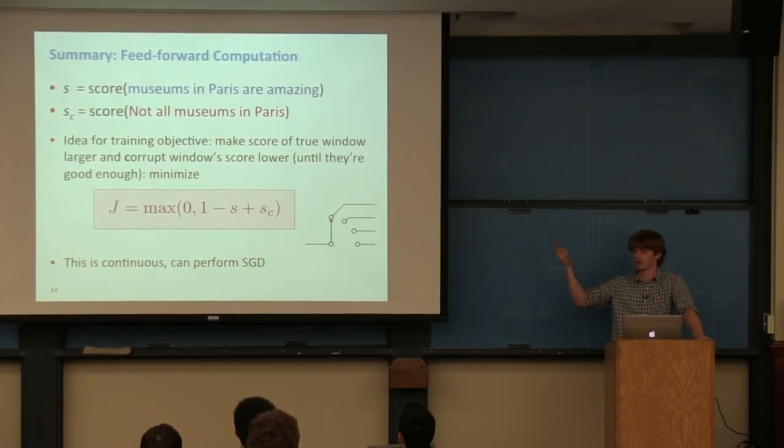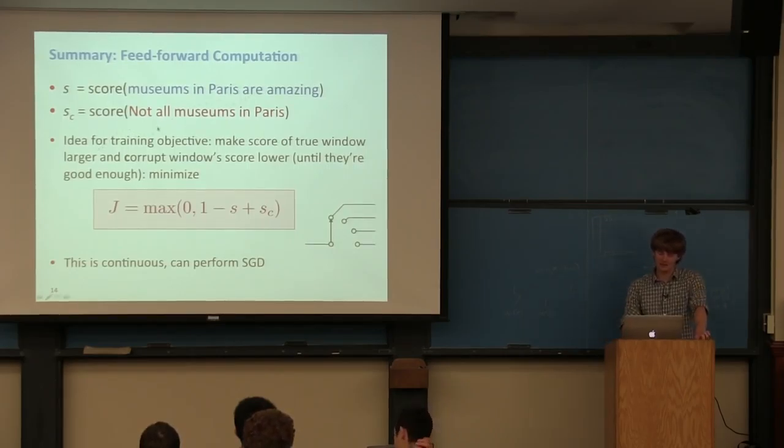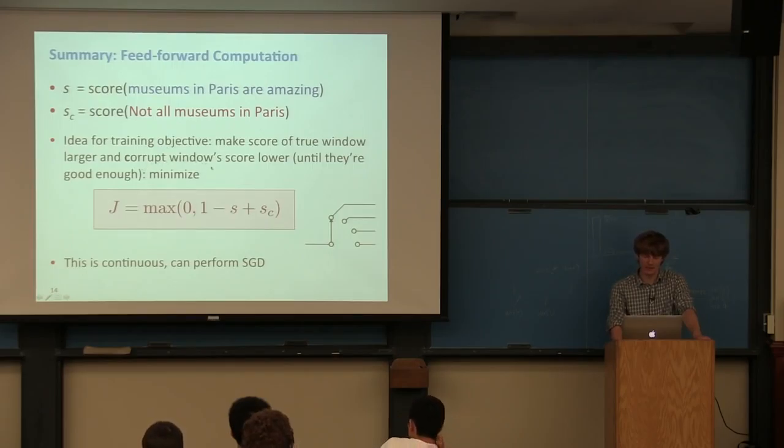We find all the windows in our training corpus where the center word is labeled with a specific label, and then we can generate a lot of different windows where that isn't the case. So the idea for our training objective is to really increase the score of the true window and lower the score of the corrupt window. And that will lead us to the following objective function.